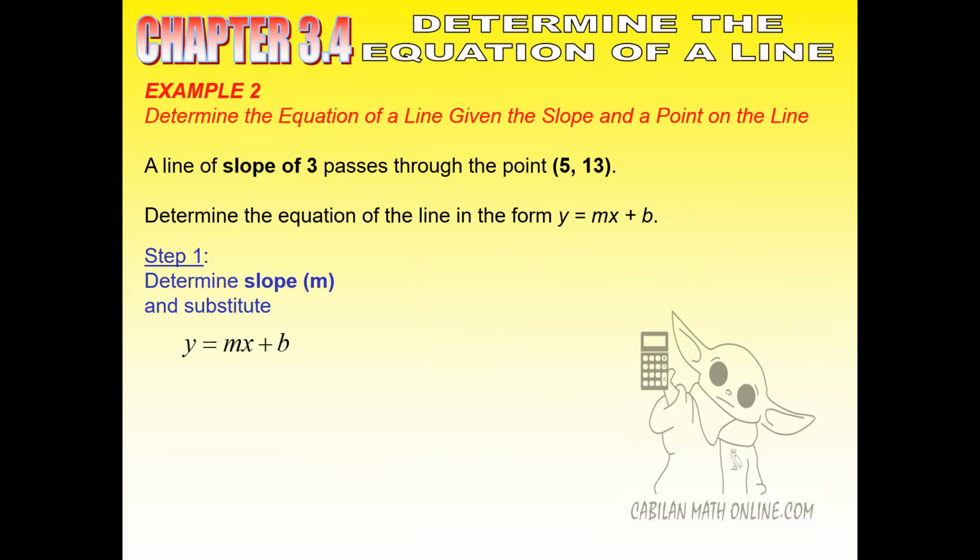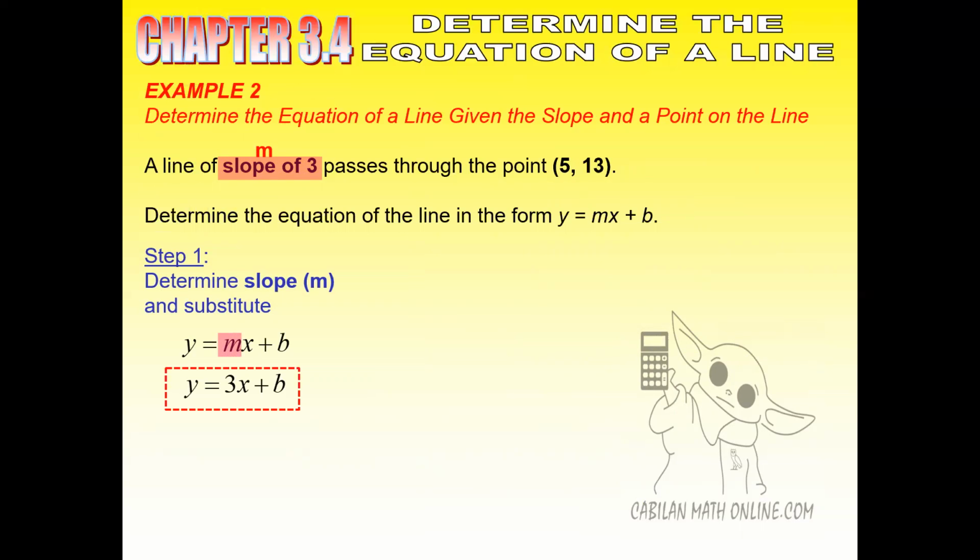In this case here, the slope is given to us, and it tells us the slope is 3. So the first step we're going to do here is replace m with a 3. So we have something that looks like this, y equals 3x plus b. Now, notice all I've done here is replaced the letter m with a 3.